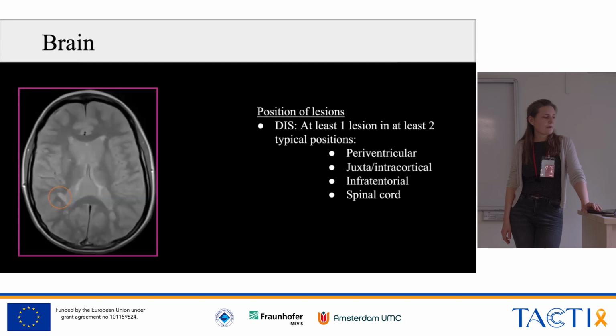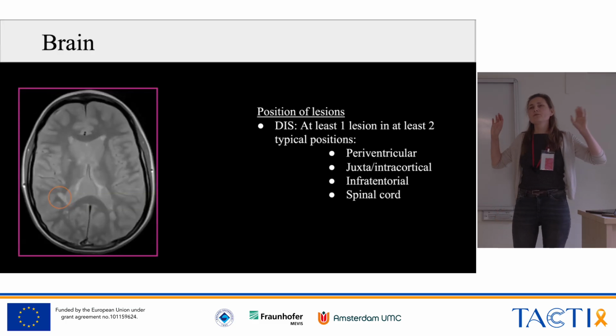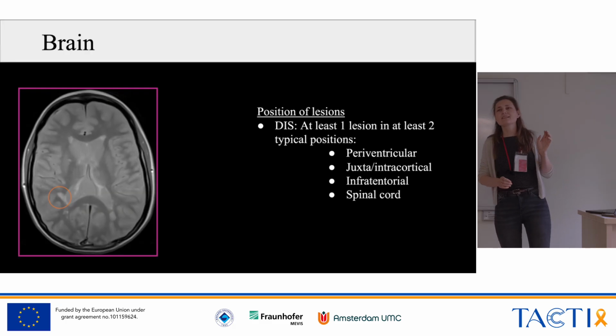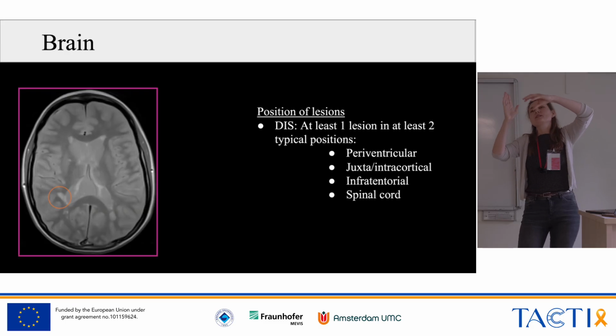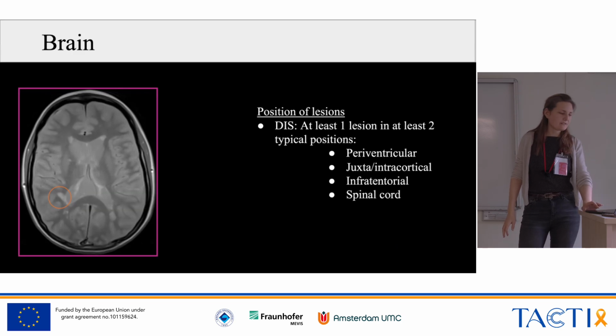So let's start with our brain again. What helps us is to find, for dissemination in space, or DIS, at least one lesion in at least two typical positions. So two lesions in total can give you the dissemination in space if they are located in the good places, and you need two places at least. And the places that we mainly look at, and that most MS patients have, is periventricular. Those are lesions that are mainly perpendicular towards the ventricles, anywhere at the ventricles, in fact.